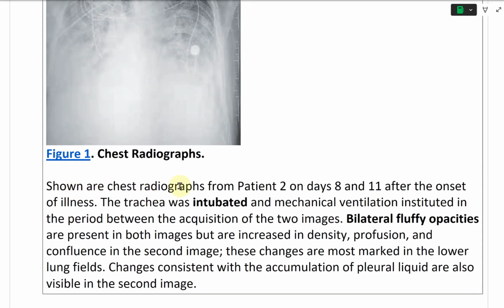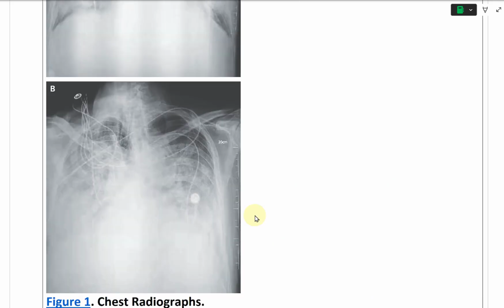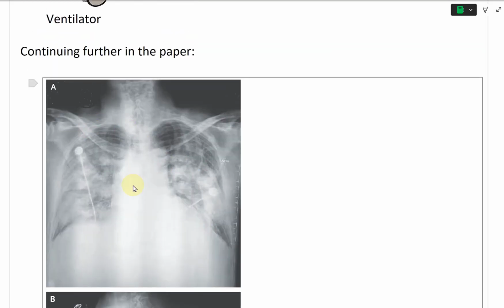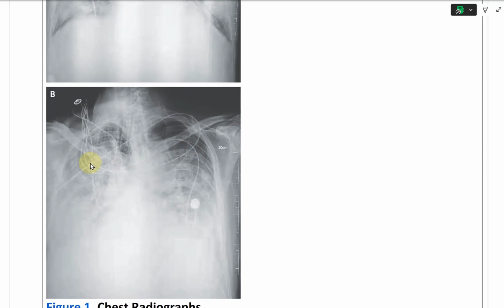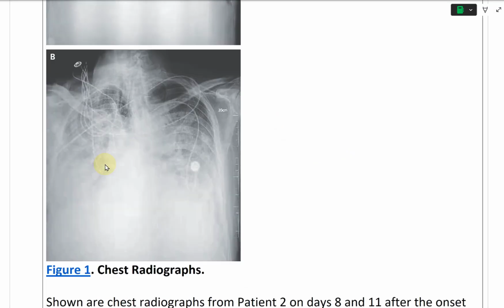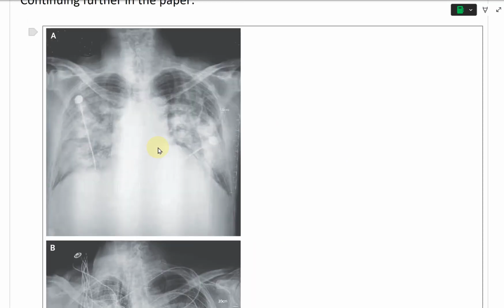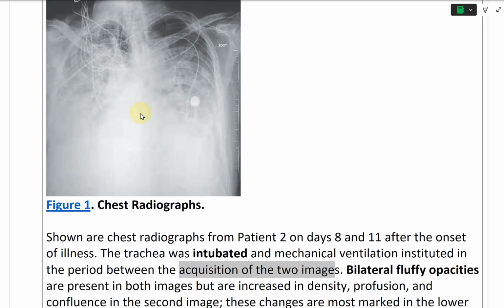So showing our chest radiographs from patient 2 on days 8 and 11, after the onset of illness, and the trachea was intubated, or basically a tube shoved down the throat, and mechanical ventilation instituted in the period between the acquisition of the 2 images. So, for example, here's the first one after 8 days after the illness, and then they got mechanical ventilation, and this is after 11 days of the mechanical breathing. And so you have a bunch of very interesting images there.